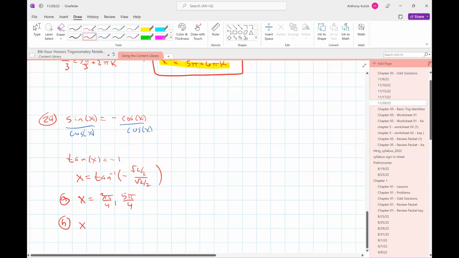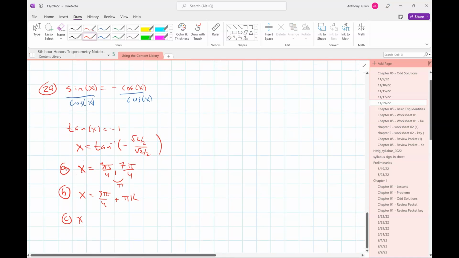Part B, all I have to do is slap a 5 pi, you dumb, that's 7 pi. Slap a 2 pi k on these, or I can observe that these are pi apart and just put a pi k at the end of one of them. Either is fine.